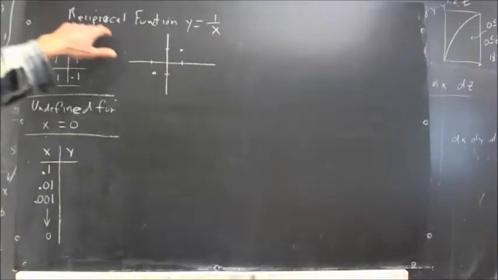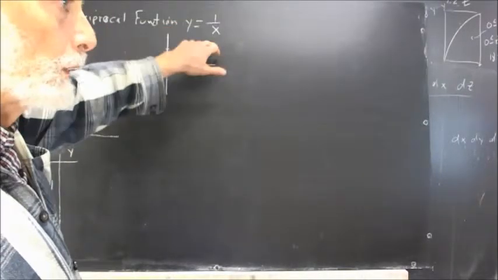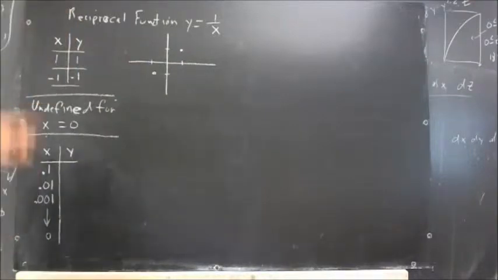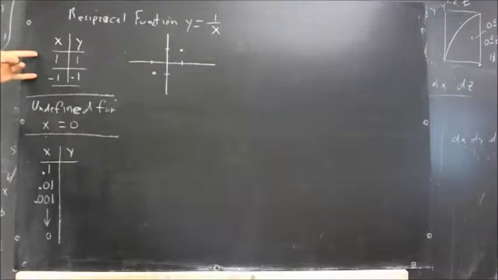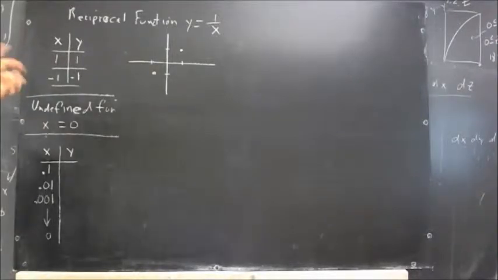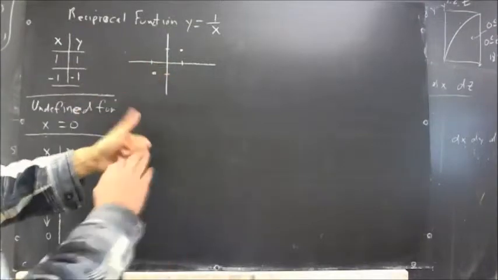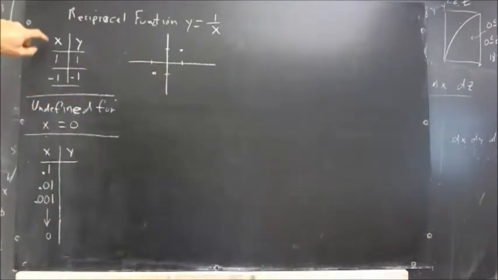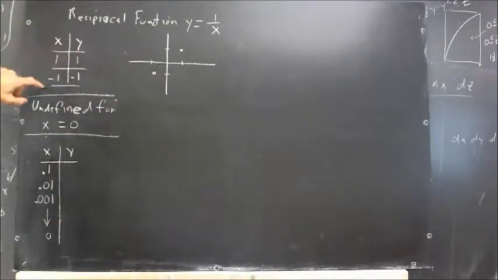Now we want to look at the reciprocal function y equals 1 over x. First, we make a table of the only basic points that you need to graph this function if you know how it behaves as x approaches 0 and as x gets very large. Okay, so you only need these points, 1, 1, negative 1, 1.